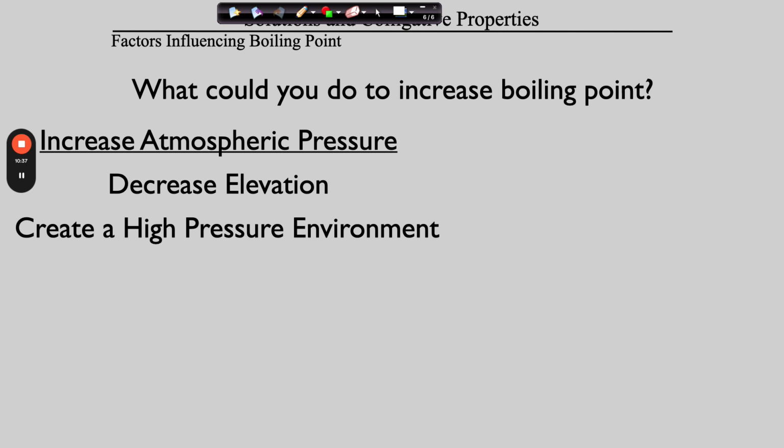And again guys, I'll give you a second to scratch this down. But again, the other thing that you can do to get water to boil at a higher temperature is you can create a high pressure environment. And if the pressure is higher, then the water will boil at a higher temperature. So how do you do that? How do you create a high pressure environment?